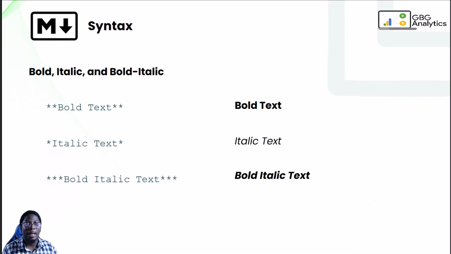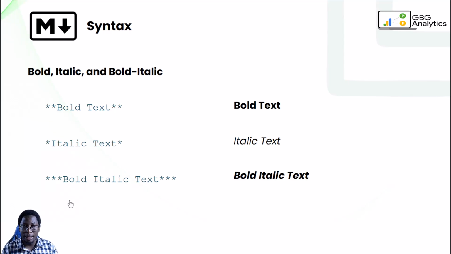To create bold text, italicized text, or bold italicized text, you will use an asterisk sign. To create bold text, you will use double stars. As you can see, double stars at the beginning and double stars at the end of the text will give you bold text. And to italicize your text, you use only a single star. In this case, for italicized text, it will just be one star at the beginning and at the end. And to create the combination of bold and italic, you will use 3 stars. For example, this one will give us bold italicized text.